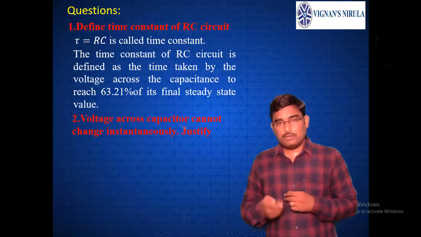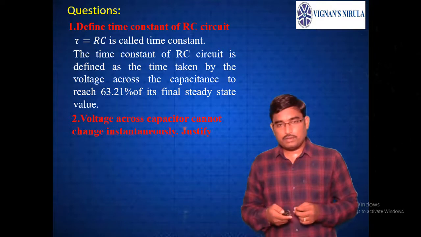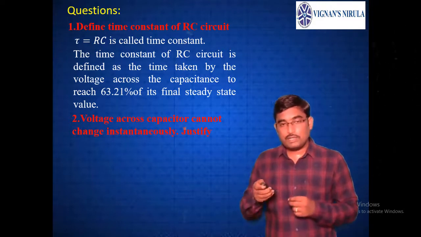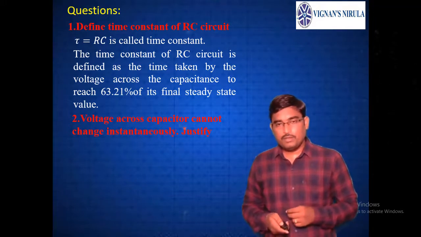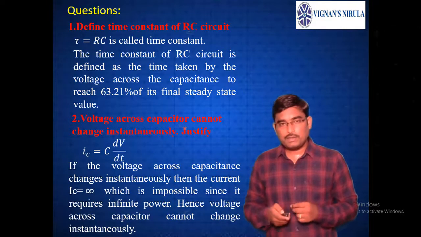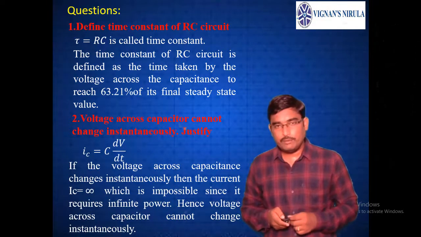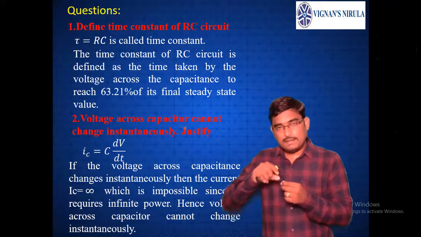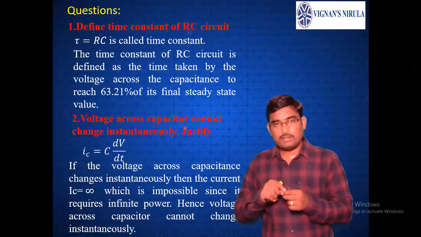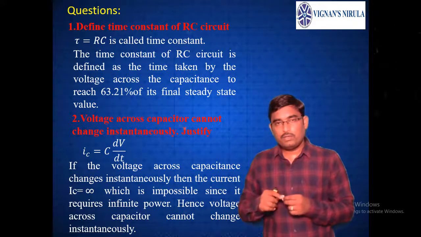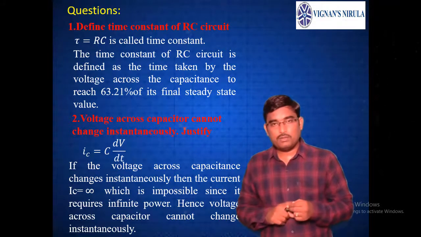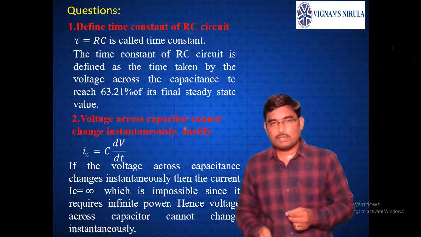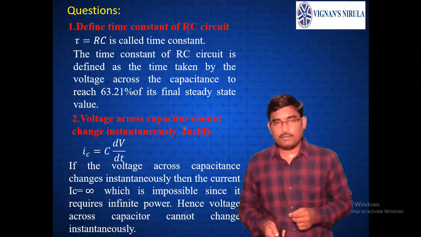Now you can also be asked to give the justification for the second answer. The voltage across a capacitor cannot change instantaneously. Justify this statement. So what is the reason behind that? The current flowing through the capacitor is IC equals C into dV by dt. If the voltage across the capacitor changes instantaneously within zero time, then it requires a current of infinite value, which requires an infinite amount of power, which is not possible practically. That's why a capacitor does not allow any sudden changes in voltage.